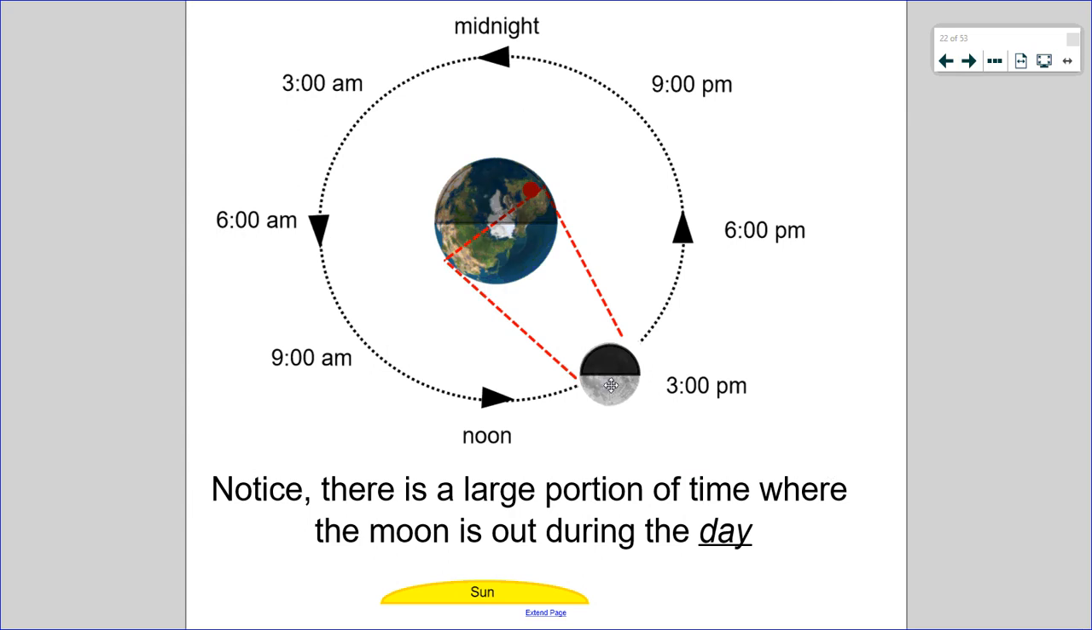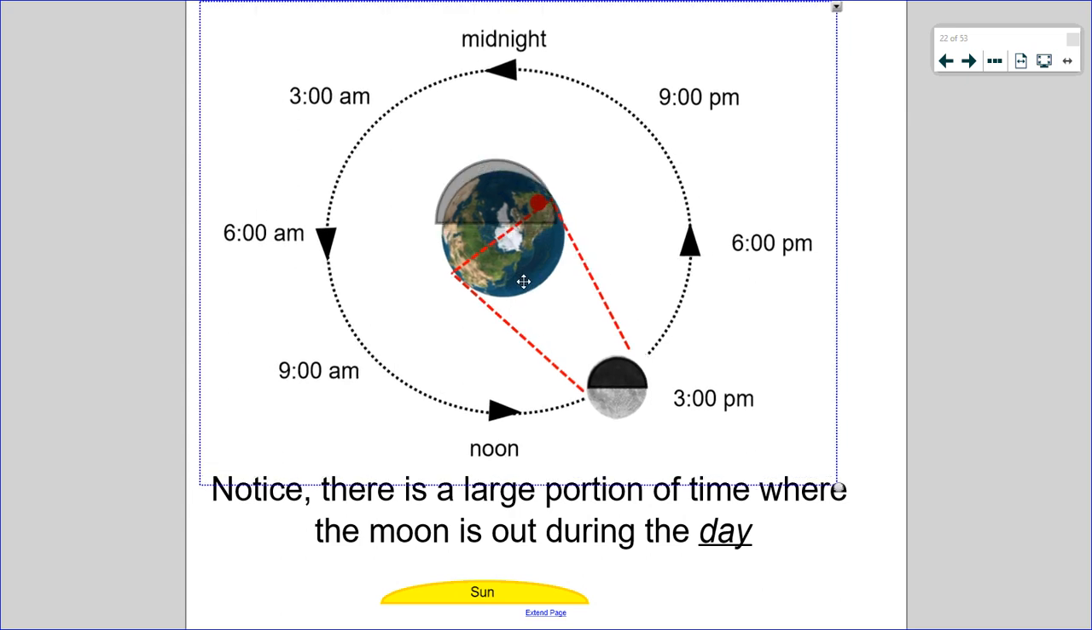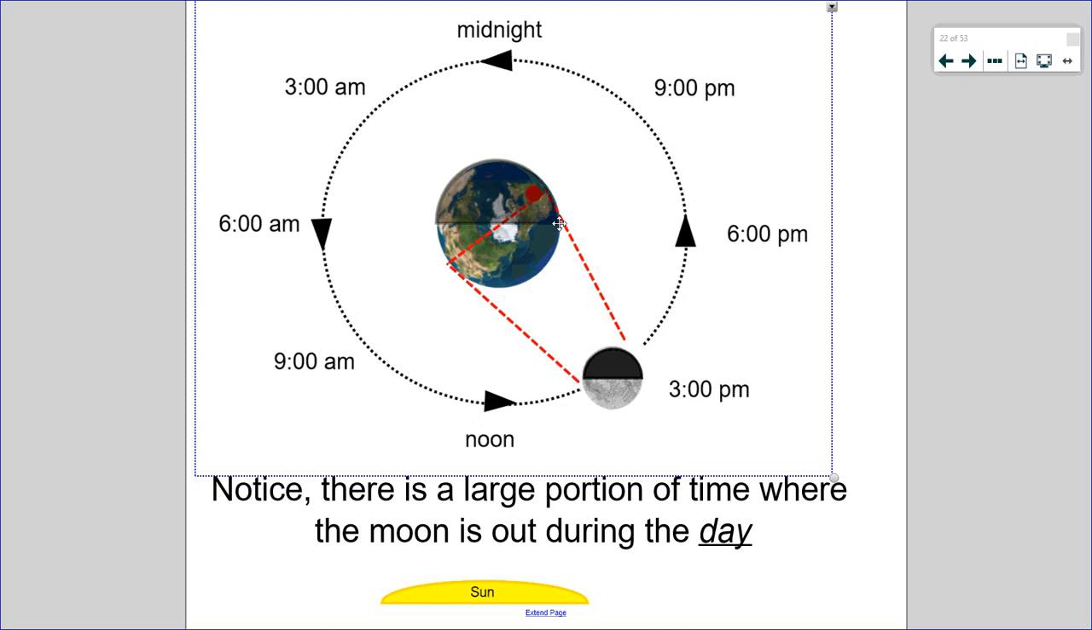So if you'll notice, when you have a moon in a waxing crescent position, much of it is out during the day. So let's grab our Earth again. All right, so if you can see this red dotted line, as the Earth spins, the vast majority of the time that you can see the moon, you'll also be in daytime. So waxing crescent is mostly out during the day, except for this small little sliver of time over here when it's setting, and it will be out at nighttime.